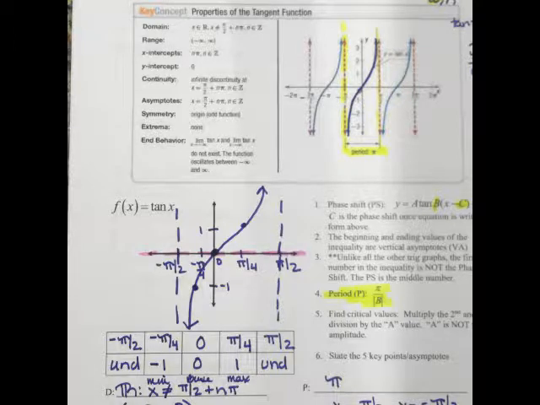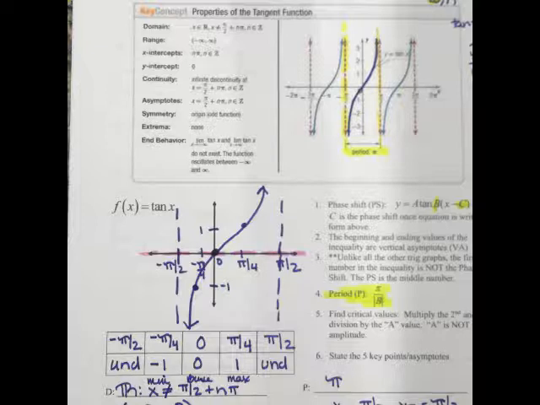Another thing that's different is when we want to identify the beginning and ending markers when we have period changes and phase shift. The inequality that we're going to set up is going to go from negative pi over 2 less than b times the quantity of x minus c less than pi over 2.